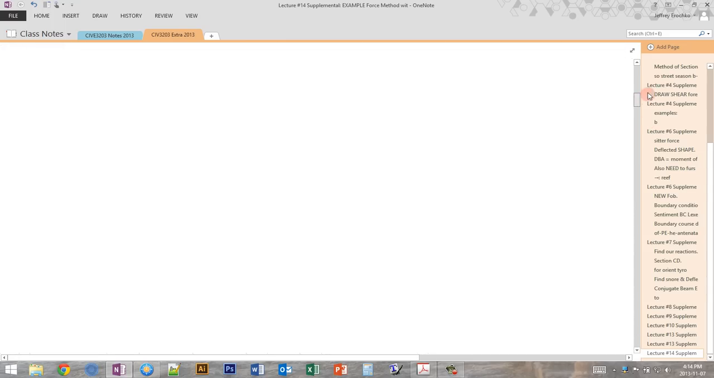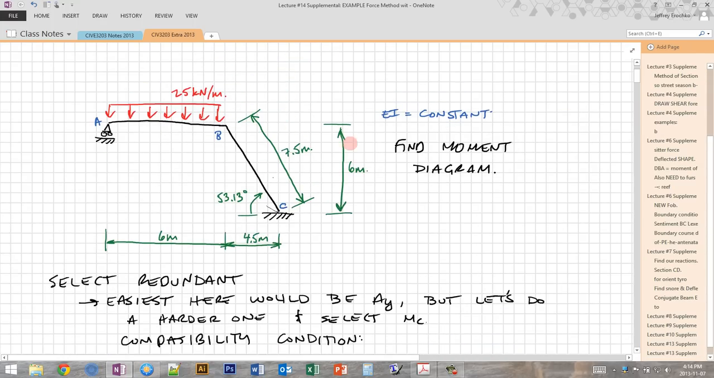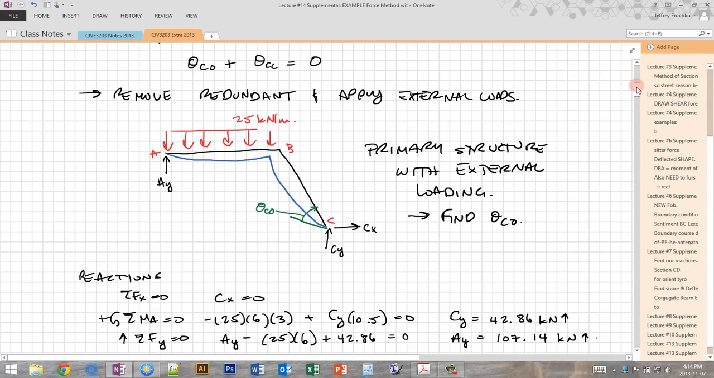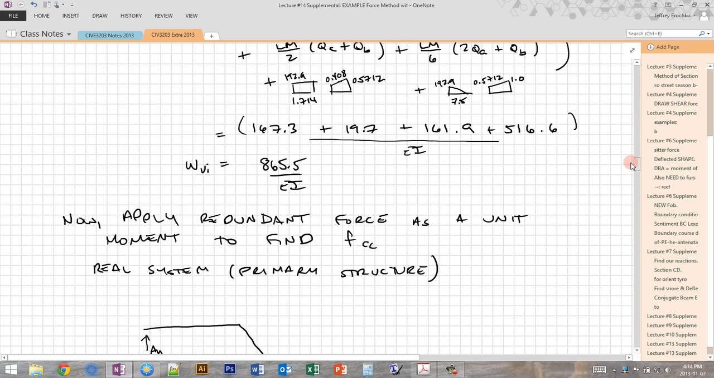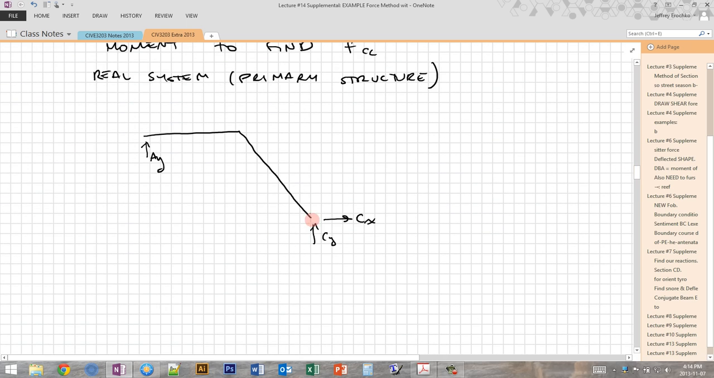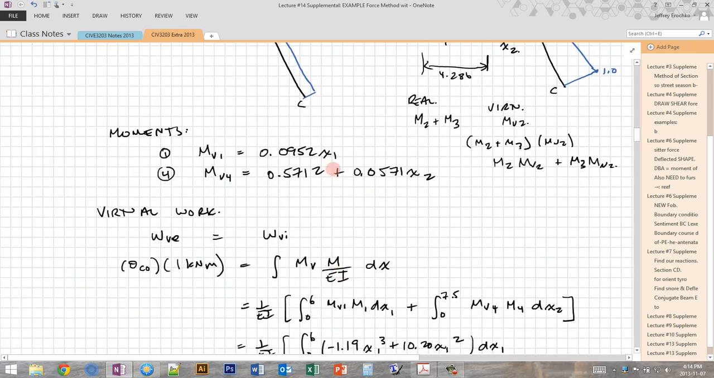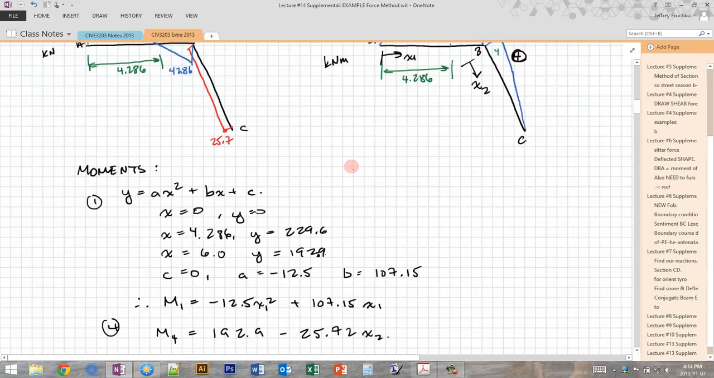So remember, our original structure had a fixed end at C, and we chose the moment at C as our redundant, so we removed the moment fixity there, and we're left with just a pin and a roller, and this is a determinate structure. So now for this real system, we need to find what value of the redundant force, which is a moment, will turn the end of our structure back to where it's supposed to be.